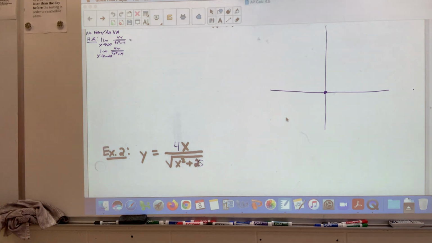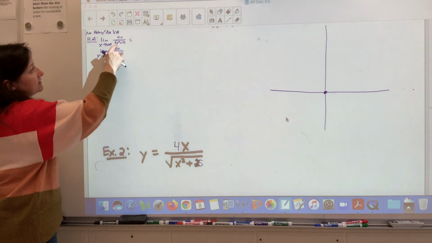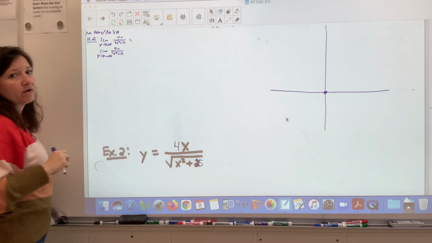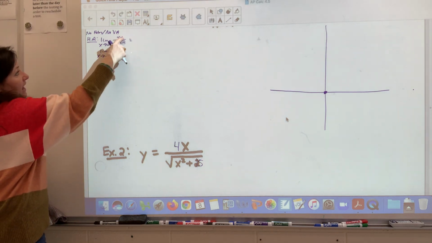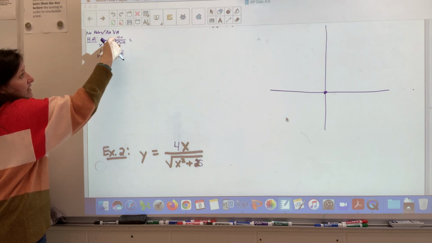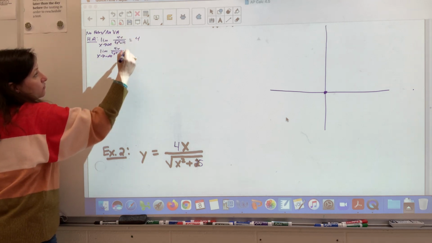What is that top limit going to be? Who remembers? It is going to be 4. These are the same degree because what's the square root of x squared? The square root of x squared is x. So x and x are my highest degree, so it is the ratio, and so it is 4.